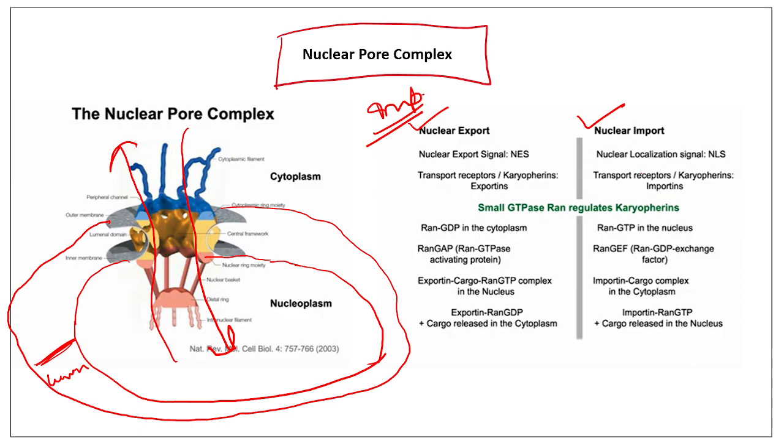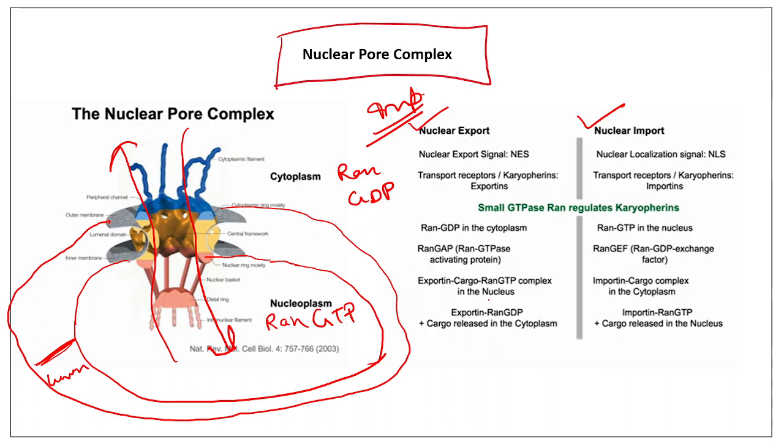Both export and import require the activity of the GTPase, RAN. Here in the cytoplasm we have RAN GDP. In the nucleus we have RAN GTP. Okay, and then here what is needed is RAN GAP. GAP means GTPase activating protein. So for export we need RAN GAP, for import we need RAN GEF, that is guanine nucleotide exchange factor.